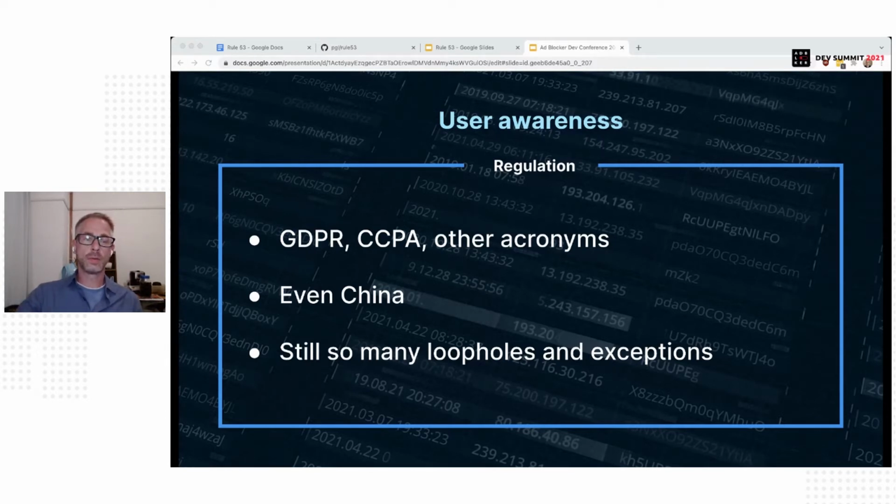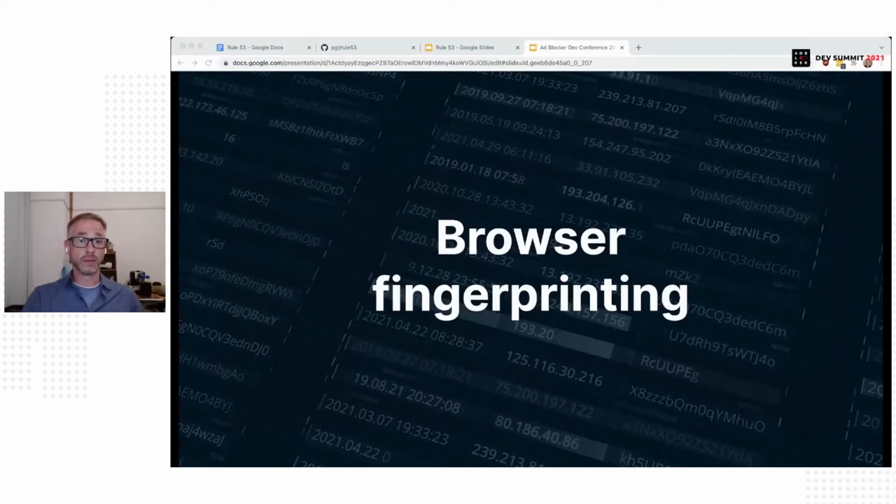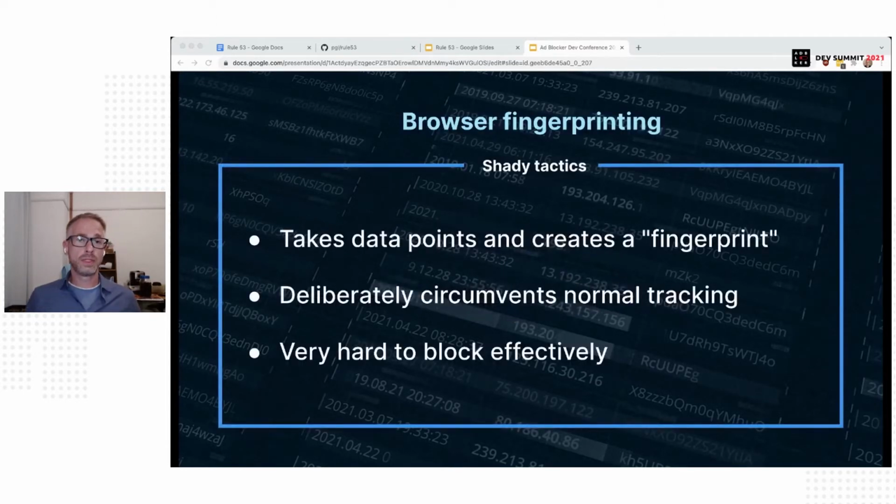So I want to talk about one particular type of tracking, which is browser fingerprinting. For people who aren't particularly familiar with fingerprinting, what it does is it takes data points that are available to a website from the browser. That's stuff like the fonts that you've got installed, the window size, the canvas size, basically anything that is available through the APIs.